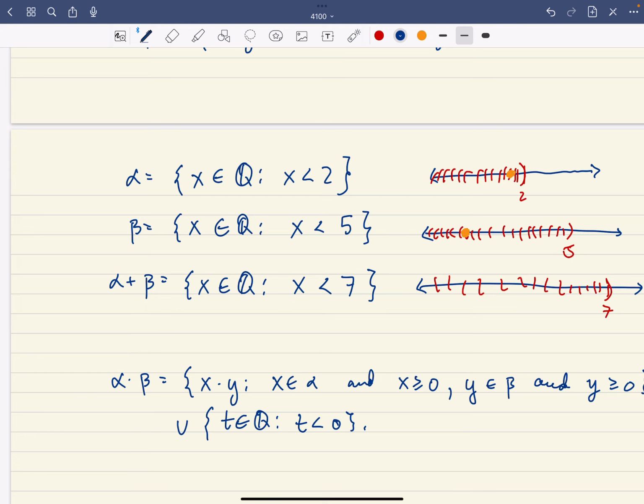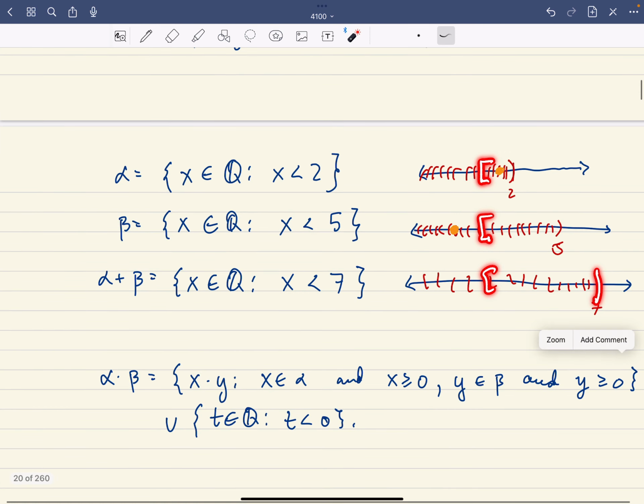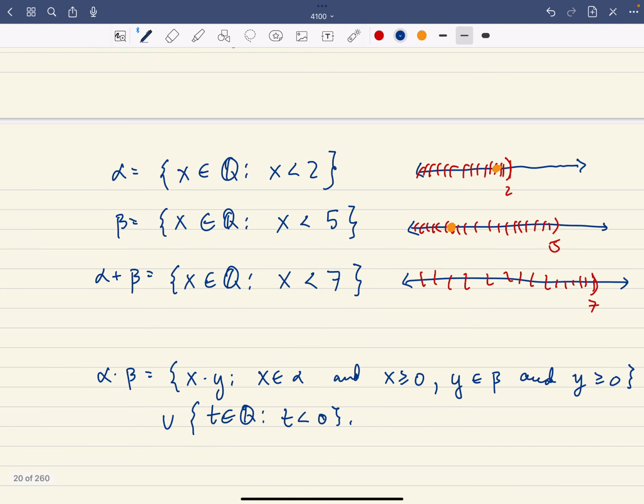So now, to define the product of 2 and 5, we cut it off at 0. And now we can talk about all the pairwise products of one cut with another. That gives us the numbers from 0 to 10. And then we put back the negatives. So that's how we define multiplication. It's a little bit fiddly, but it's kind of what it is.